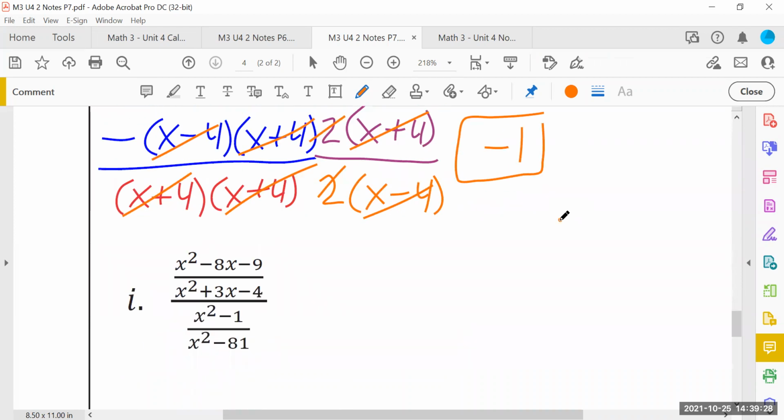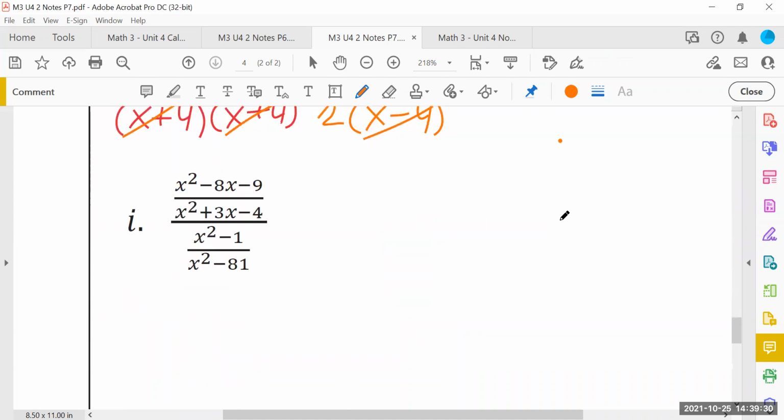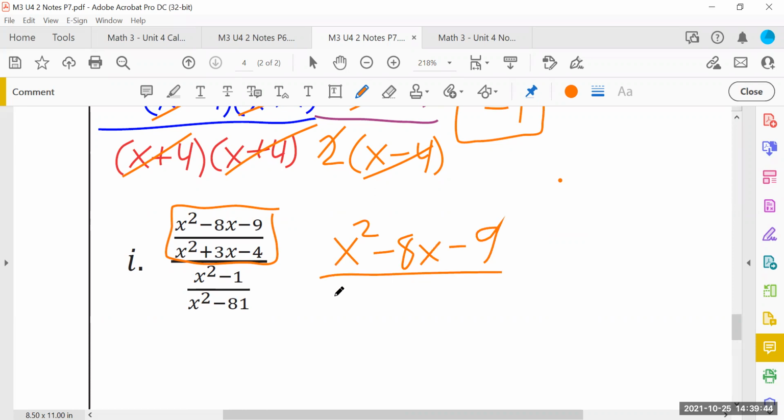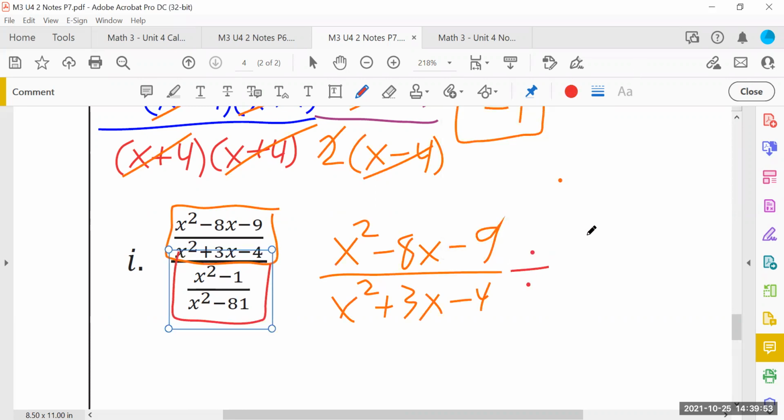Now, unfortunately, if you put your notes away, you missed something here. Letter I, we're not going to do it, but I want to show you guys. This is one fraction divided by another fraction. Rewrite it. The top one, x squared minus 8x minus 9 over x squared plus 3x minus 4 divided by the bottom, divided by this one, x squared minus 1 over x squared minus 81. The exact same kind of thing we were just dealing with.